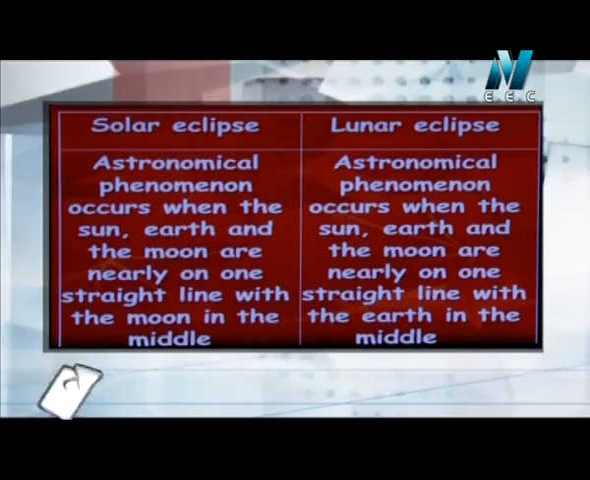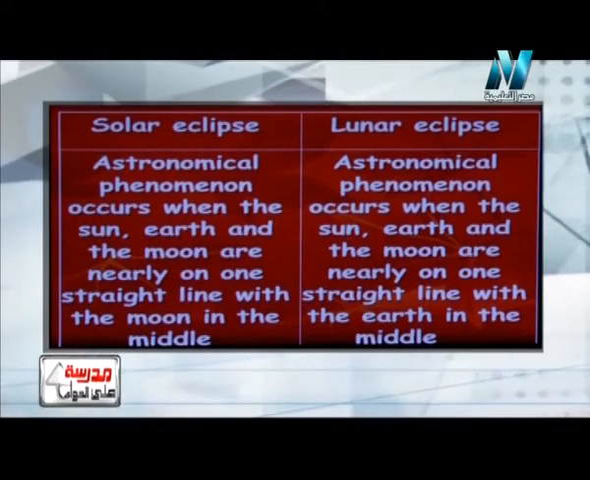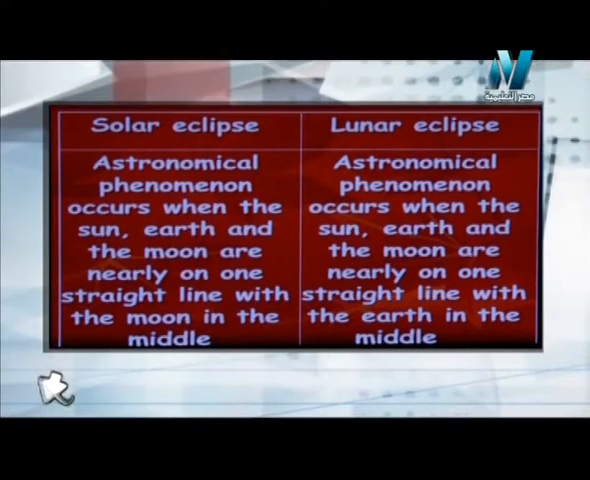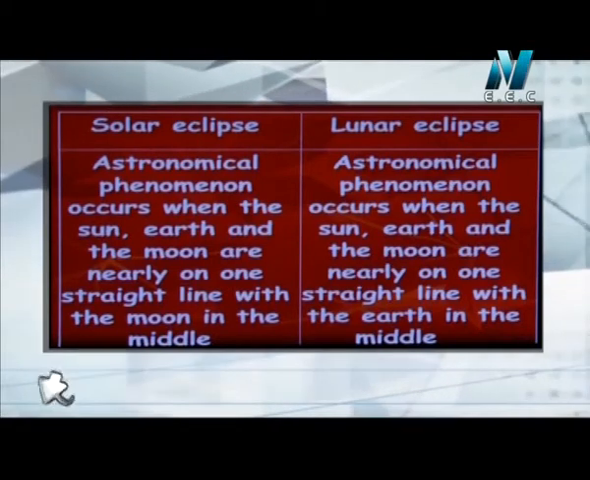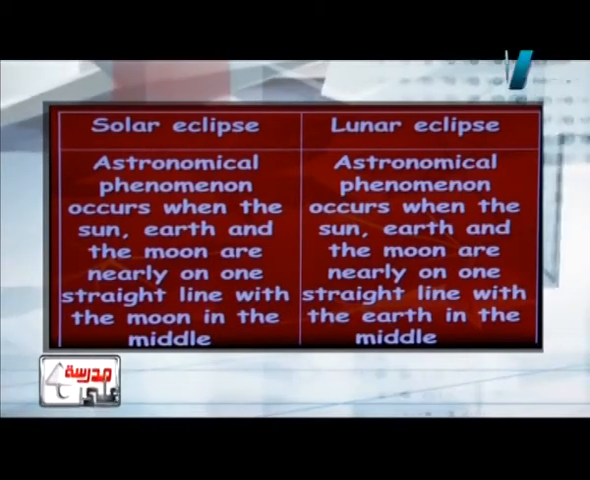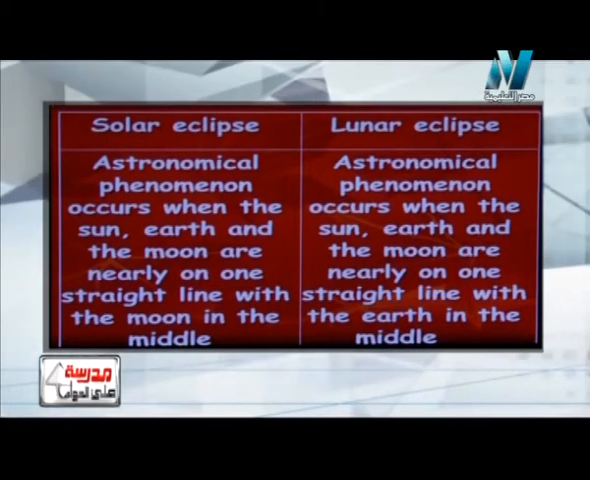So we have two conditions in each one of them. The first condition is that the Sun, Earth and the Moon are on a straight line, but the middle body is the difference between solar and lunar eclipse. In the solar eclipse it will be the Moon, in the lunar eclipse it will be the Earth.